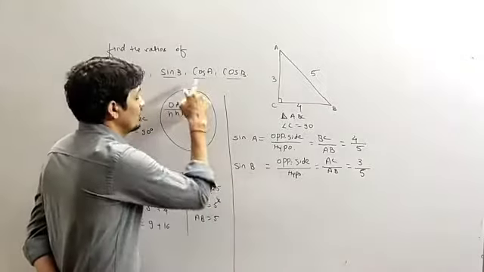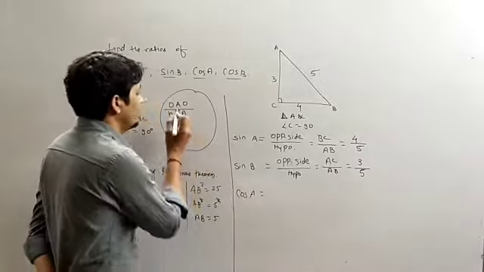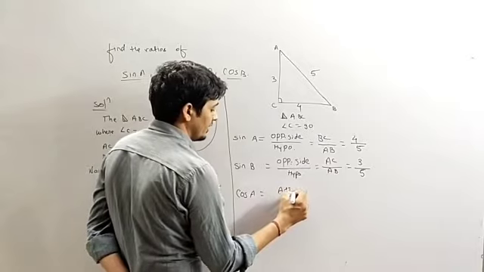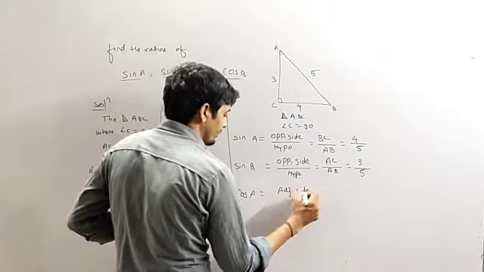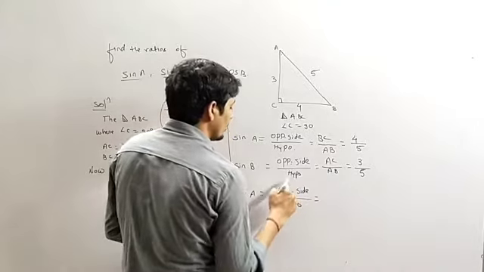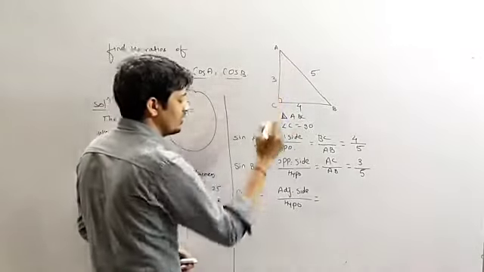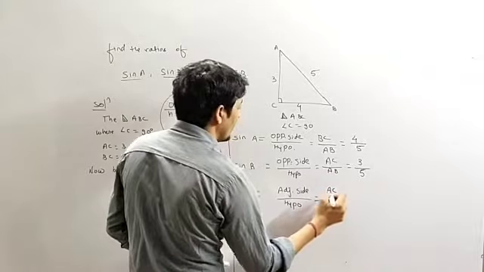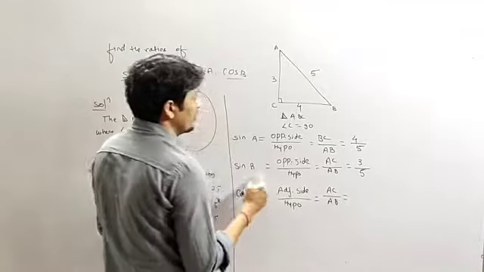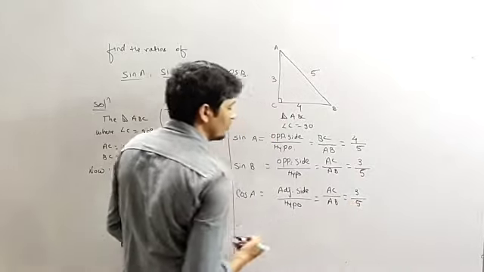Now for cos A. What is cos theta? It is adjacent side divided by hypotenuse. For angle A, the adjacent side will be AC. So we write AC divided by hypotenuse AB. The measure of AC is 3 and hypotenuse is 5. So cos A equals 3 divided by 5.